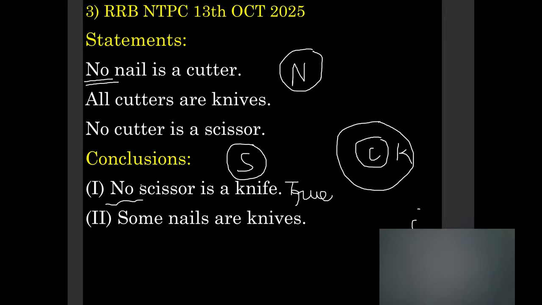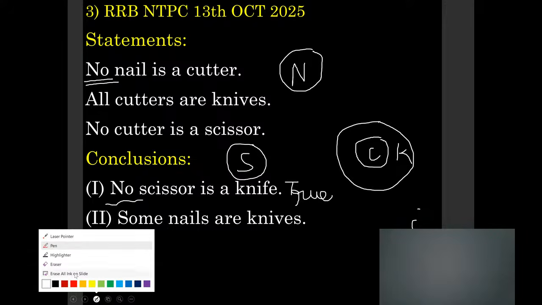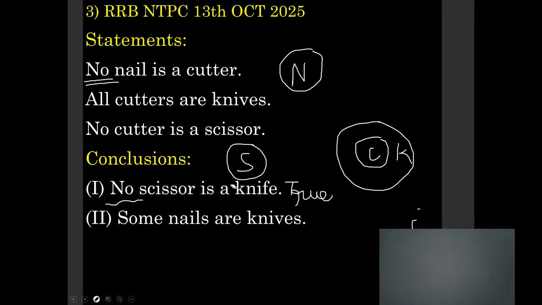This no condition becomes false when we intersect scissor and knife. So let us check whether we can intersect scissor and knife or not. Okay, I'm intersecting scissor with knife. So now scissor and knife got intersected. As those both got intersected, this no condition is wrong, because no means it should not intersect. But here they got intersected. Now in our diagram it became false.